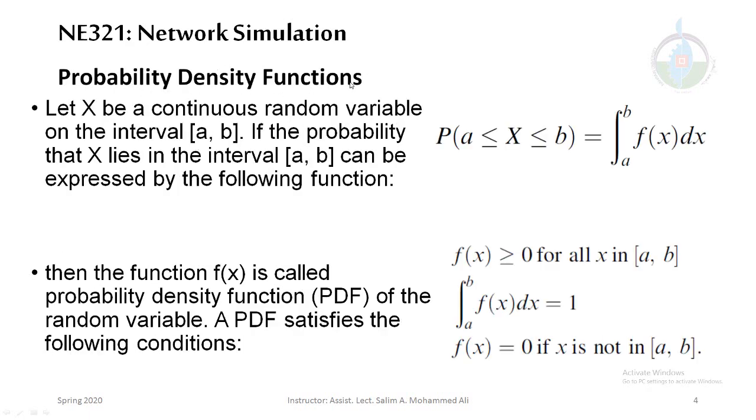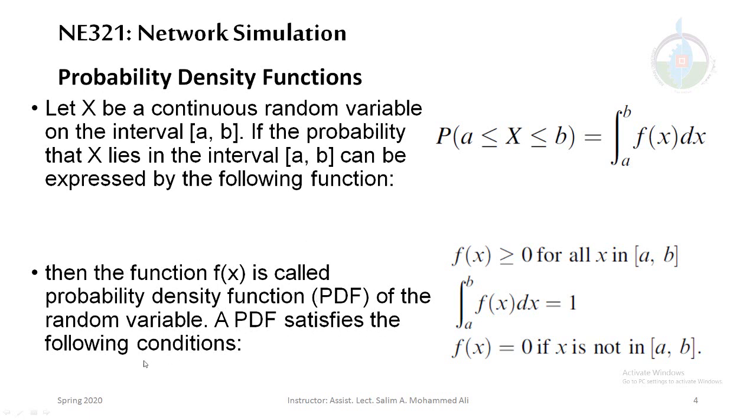Probability density functions. This is a review of some probability measures. Let x be a continuous random variable on an interval between a and b. The probability that x lies in the interval a and b can be expressed by the following function: the probability of x between a and b is equal to the area under the curve of f of x between limits a and b. Then the function f of x is called the probability density function, PDF, of the random variable.